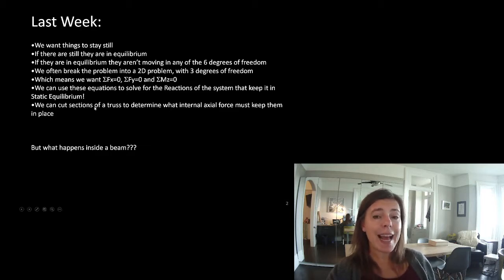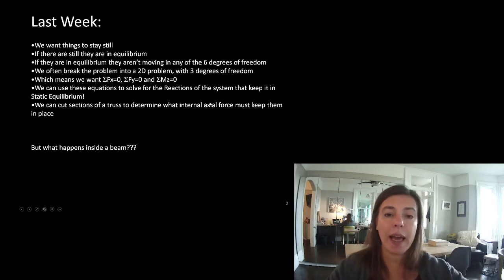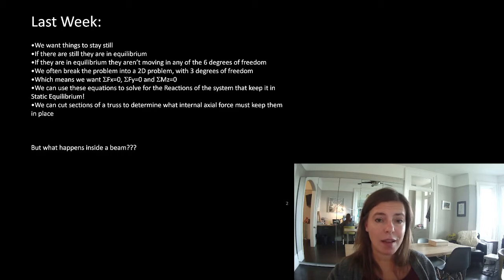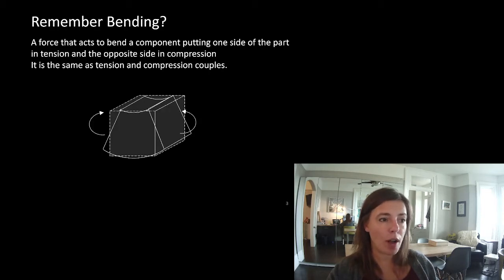We can cut sections of that truss to determine what internal axial forces must keep them in place. And we started to talk about this last week, and I showed you a slide, and we're going to show that slide again this week. What happens if that object isn't a truss, but is a beam? So what happens then? Let's talk about that.